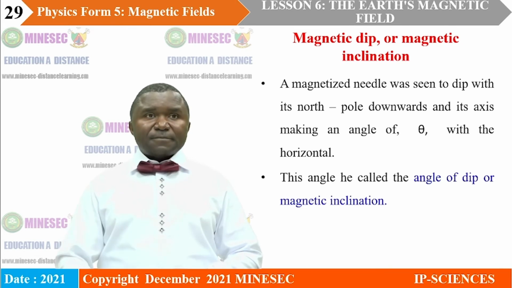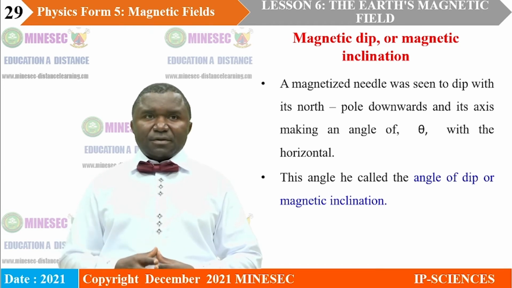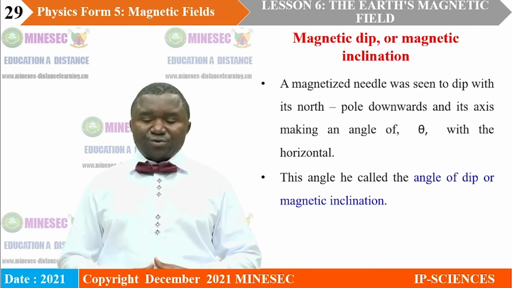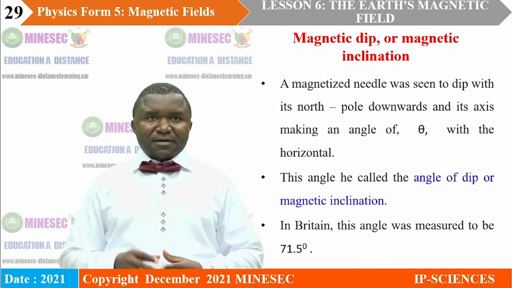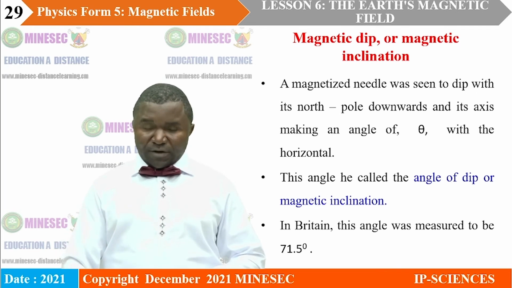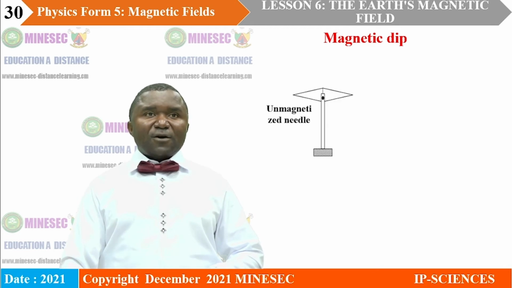This angle he called the angle of dip, or the angle of inclination. In Britain, this angle was measured to be 71.5 degrees, angle of dip.